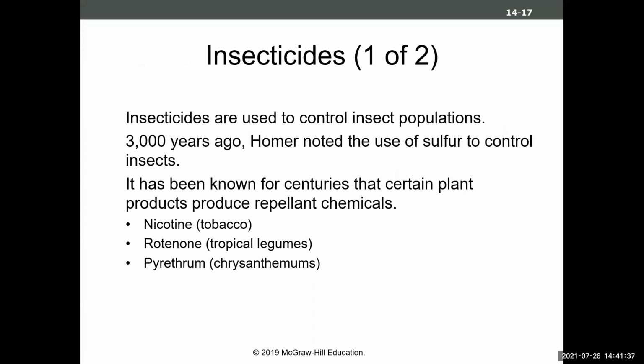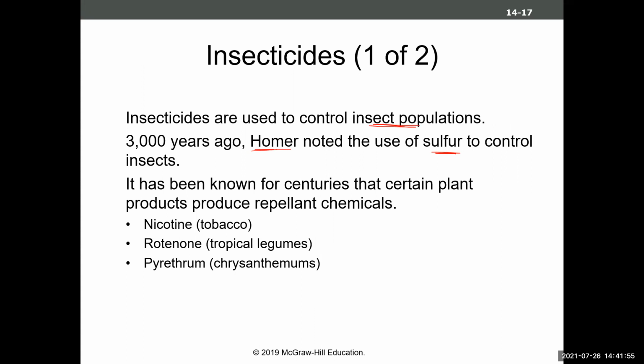Now, looking at insecticides, this is what you control insect populations with. 3,000 years ago, Homer even noted that sulfur could be used to control insects. So pesticides were being used 3,000 years ago.